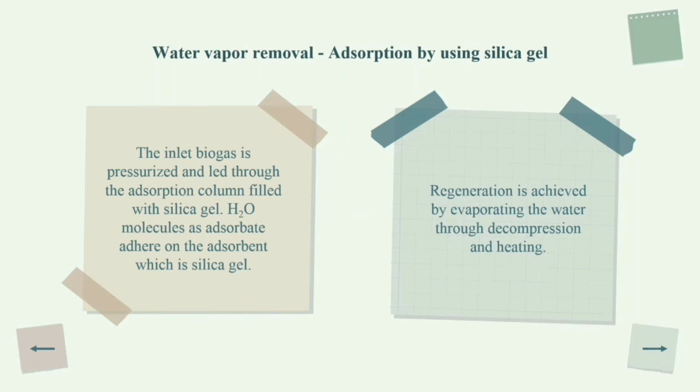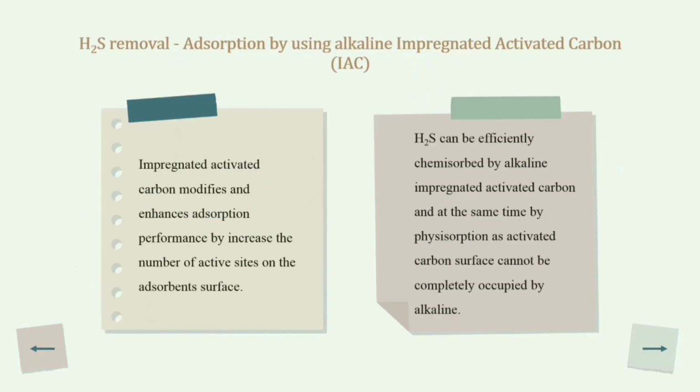The inlet biogas is pressurized and led through the adsorption column filled with silica gel. H2O molecules adsorb and adhere on the silica gel bed. Then, moving on to the H2S removal, the biogas will enter the adsorption column filled with alkaline impregnated activated carbon as adsorbent. It modifies and enhances the adsorption performance by increasing the number of active sites on the adsorbent surfaces. Hence, H2S can be efficiently chemisorbed. In addition, a recycle stream is introduced in order to increase the efficiency of H2S removal.